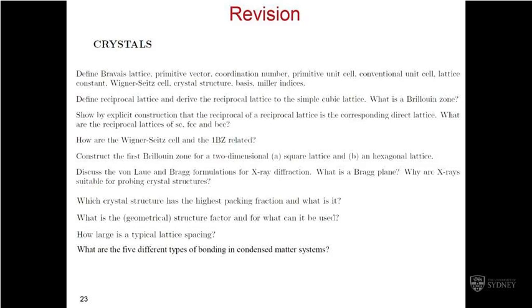Like define a Bravais lattice. What is a Bravais lattice? What is a primitive vector? What is a Wigner-Seitz cell? Construct the Brillouin zone for a two-dimensional square lattice, a hexagonal lattice. What is a Bragg plane? What is X-ray diffraction? What are the 5 types of bonding? And how large is the typical lattice spacing? Just some questions to help.